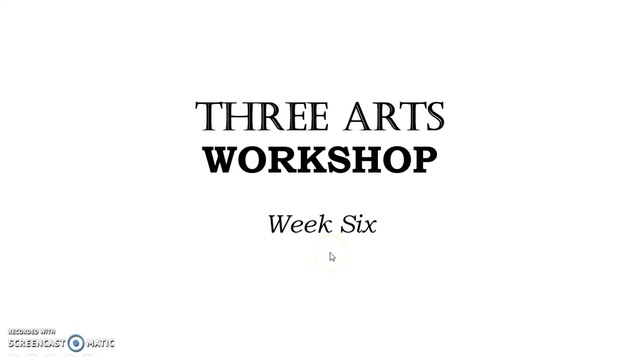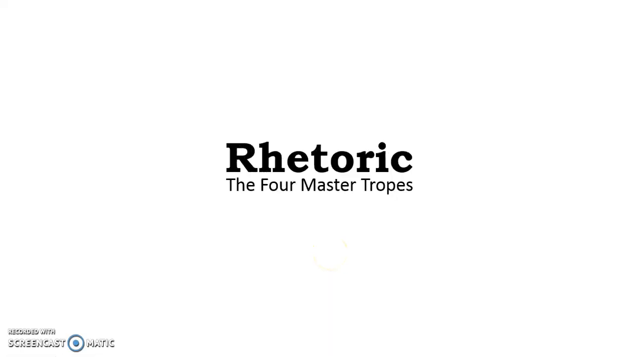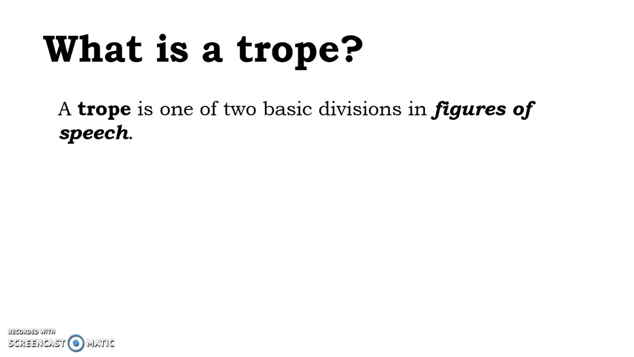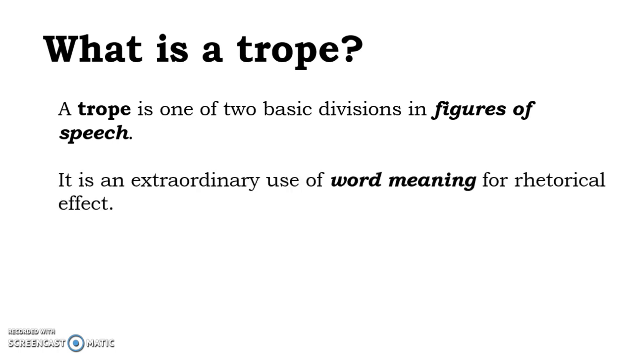This is the Three Arts Workshop, Week 6, and this week of Rhetoric, we're thinking about the four master tropes. First, what is a trope? A trope is one of two basic divisions in figures of speech. The two basic divisions are tropes and schemes, and next time we'll talk about the latter, schemes. A trope is an extraordinary use of word meaning for rhetorical effect.